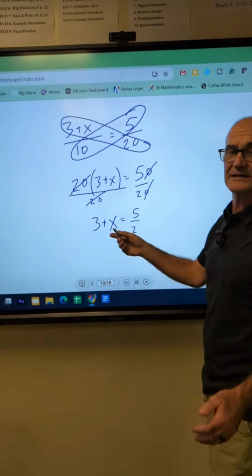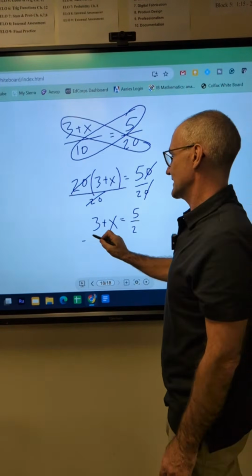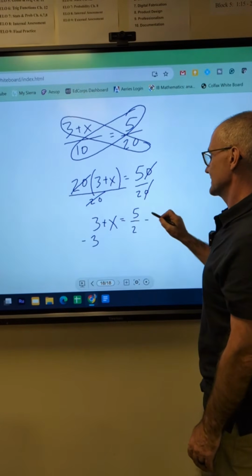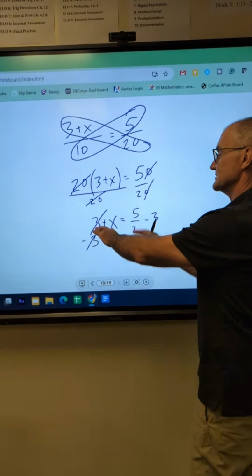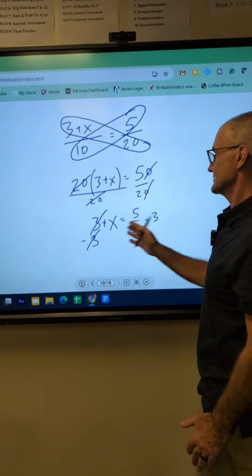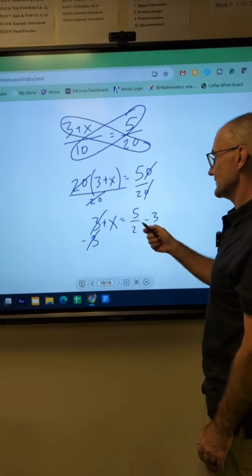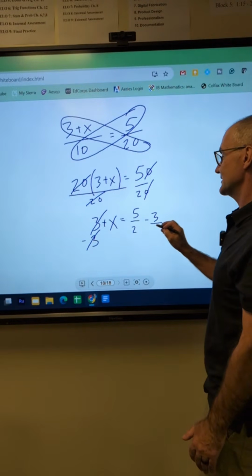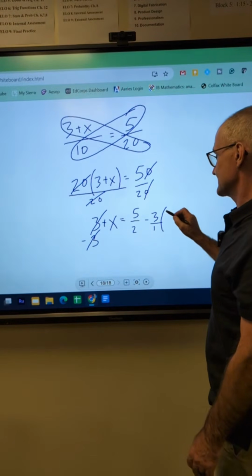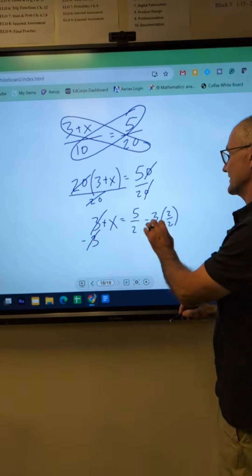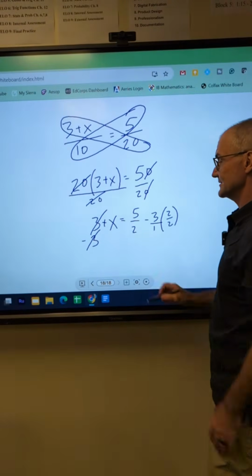So I'm still trying to get x by itself. I'm going to subtract 3 from the left side. I'm going to have to subtract 3 from the right side. I'm doing the same thing on both sides of the equation, so it's staying balanced. I can't really subtract fractions. 3 is the same as 3 over 1. I need that common denominator. So this is going to be multiplied by a factor of 1 to get that common denominator.